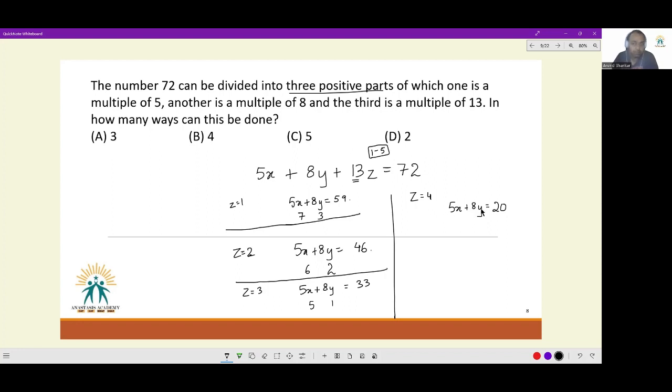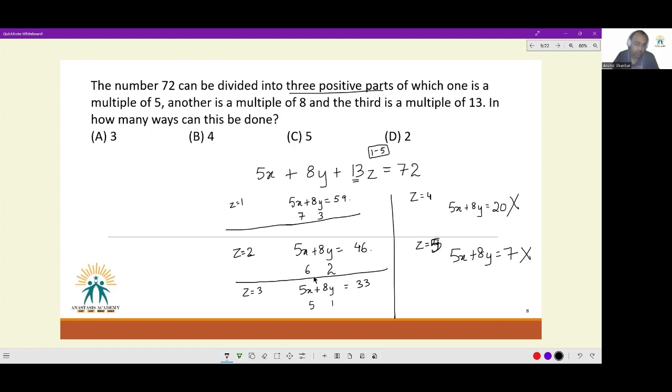The smallest multiple of 5 that is also a multiple of 8 is 40, which would mean x will have to take a negative value. I cannot create an acceptable case here at all. Now at z equal to 5, no positive solution set can be created here either.